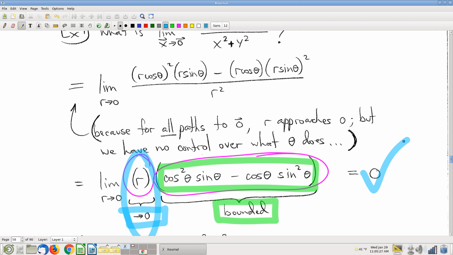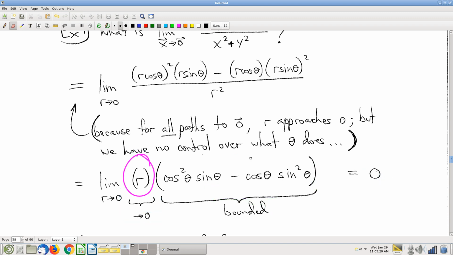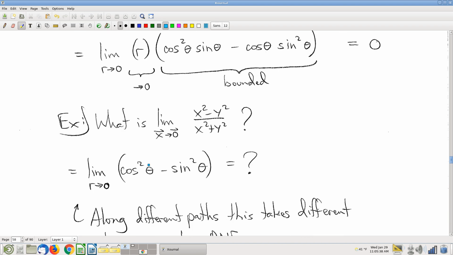Pretty good? So that's the trick. It's very clever. This is how you can sometimes prove that limits exist. Actually, you can conclude that they do exist. But we have limited tools along those lines.